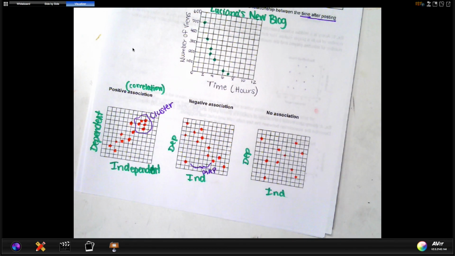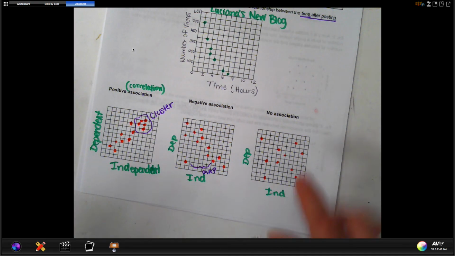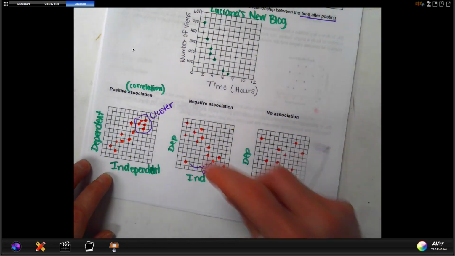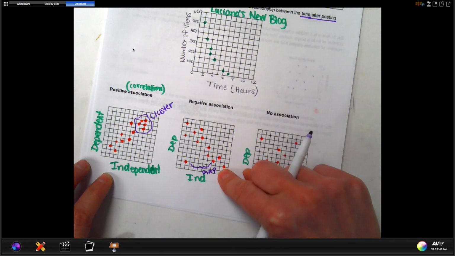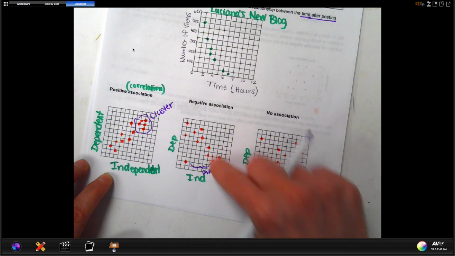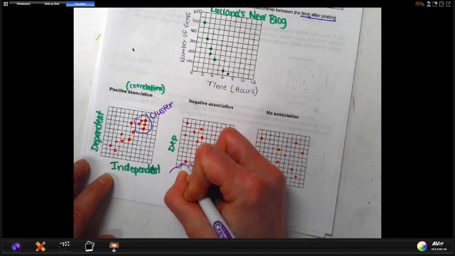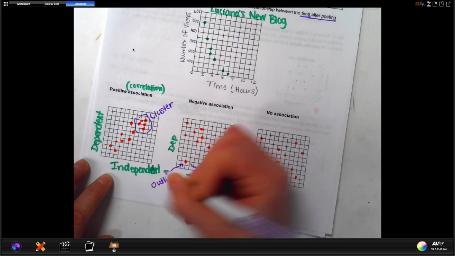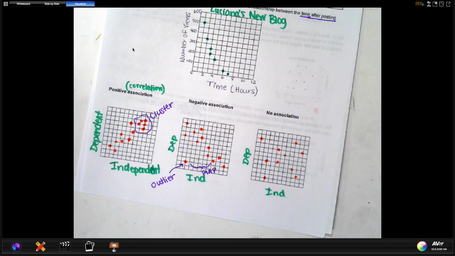And then any points that are set apart from the rest of the data are called an outlier. So in this negative association, everything's kind of within range except for this one right here. That's called an outlier. And we'll go over that a little bit more tomorrow.